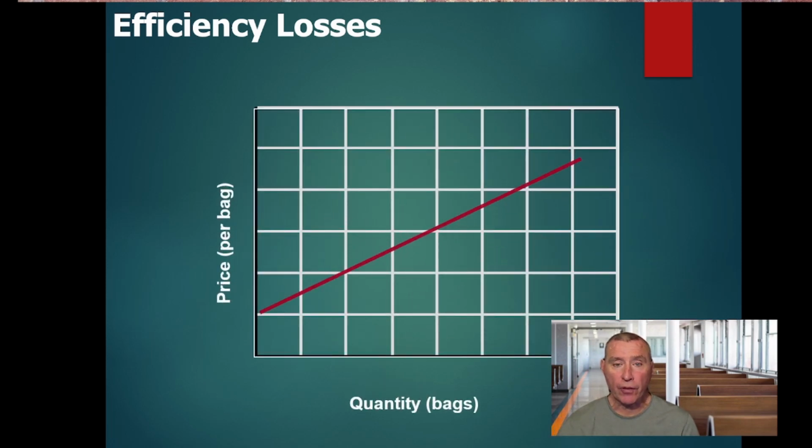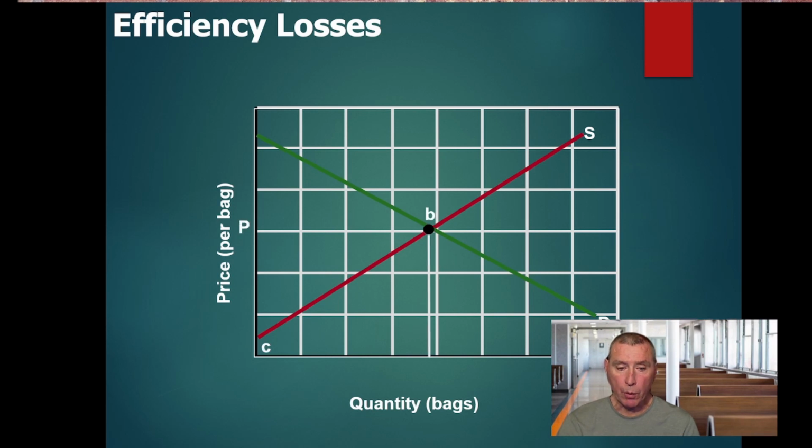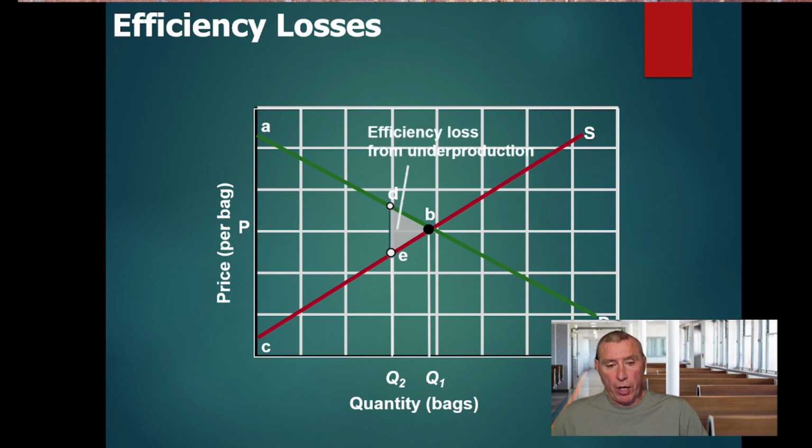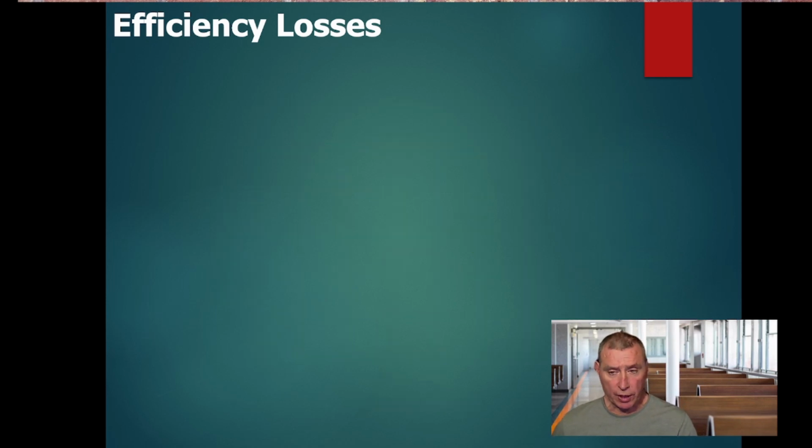Now let's look at efficiency losses. We go with the same graph, same outputs. We're at P1 and at Q1 for the quantity. However, what if we only produce Q2? Then we would have a loss of that triangle there, which would be D, B, and E. That's the efficiency loss from underproduction. If we don't produce enough, then we are inefficient and we lose some efficiency.